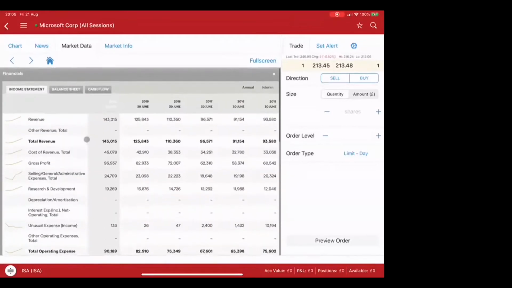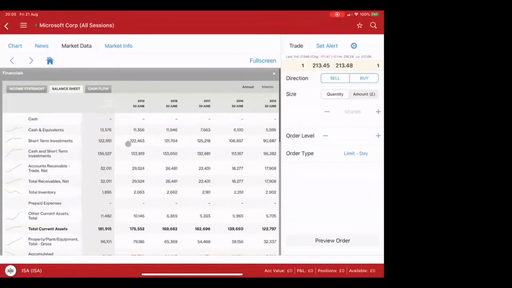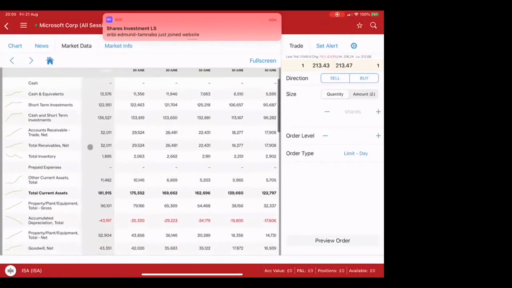Okay. Next, I go to the balance sheet, which is absolutely where you really want to go. The income statement is fine, but what's on the balance sheet? What is left? So the first thing you want to check is, look at that, there's annual and there's interim. On the annual basis, this is up until June 2020.